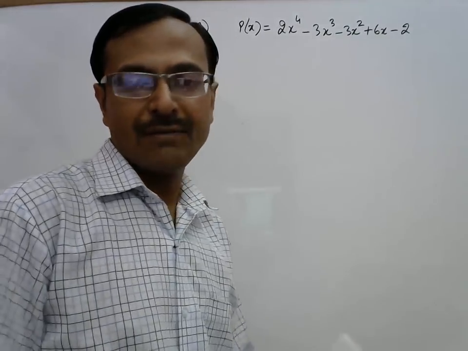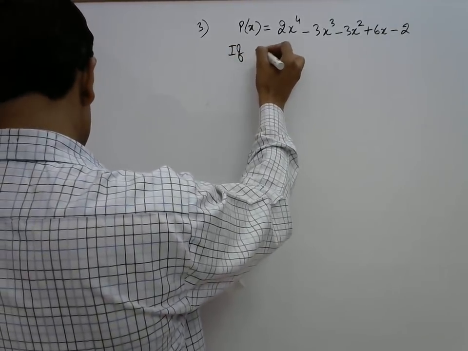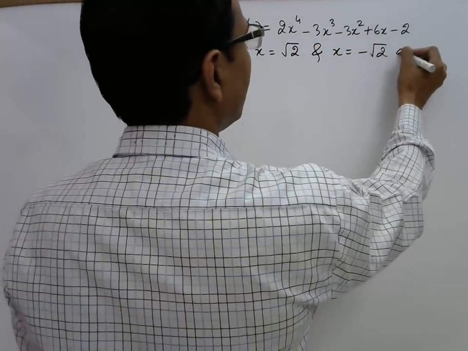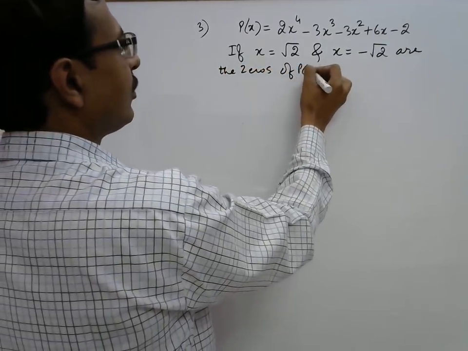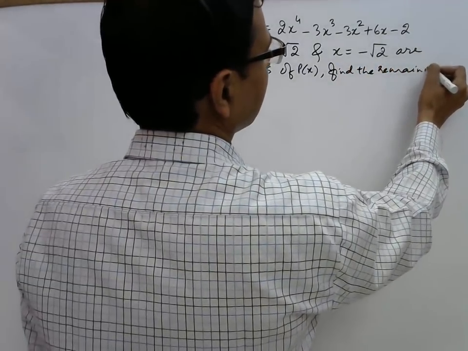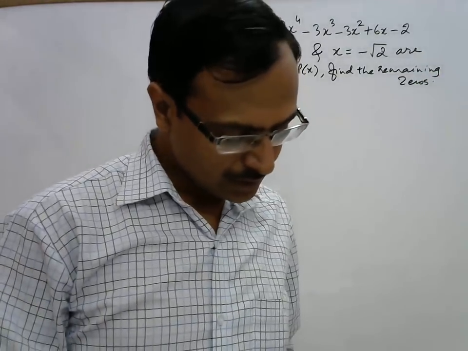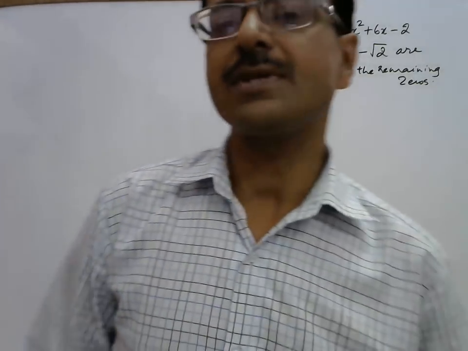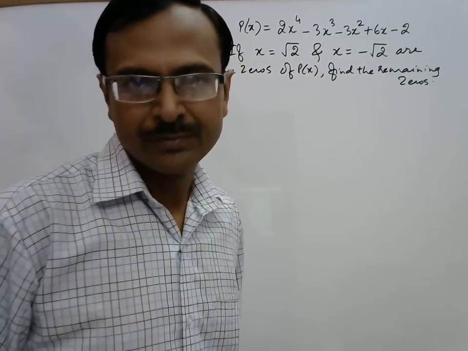So the two given zeros now are, if x equal to under root 2 and x equal to minus under root 2 are the zeros of Px, find the remaining zeros. The question is nearly same, except that now there are total 4 zeros and you have to find out 2 more zeros given the values of 2 zeros. Now see how we solve this. I will demonstrate this, and after this you will be doing one question yourself.